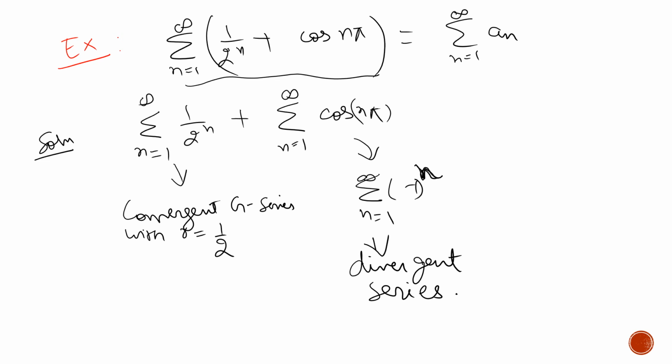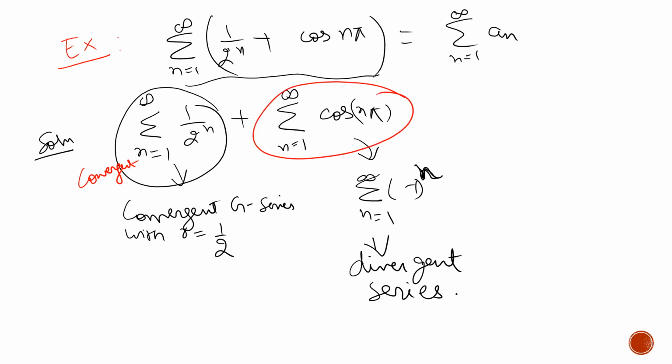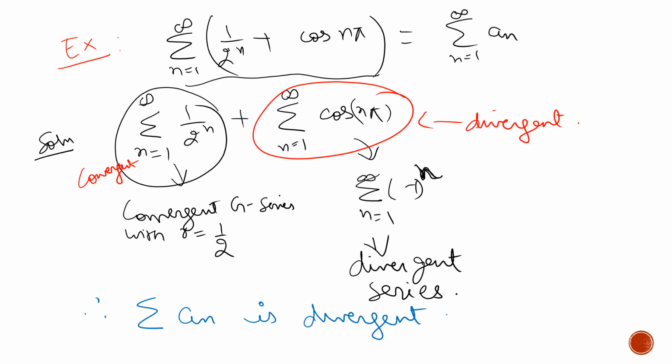So by the theorem of combining series, you see that the first one is convergent, and this one is convergent, and what about this one? This one is divergent. So if one series is convergent and one is divergent, what we can conclude is that the summation of a_n is divergent. I hope this is clear.